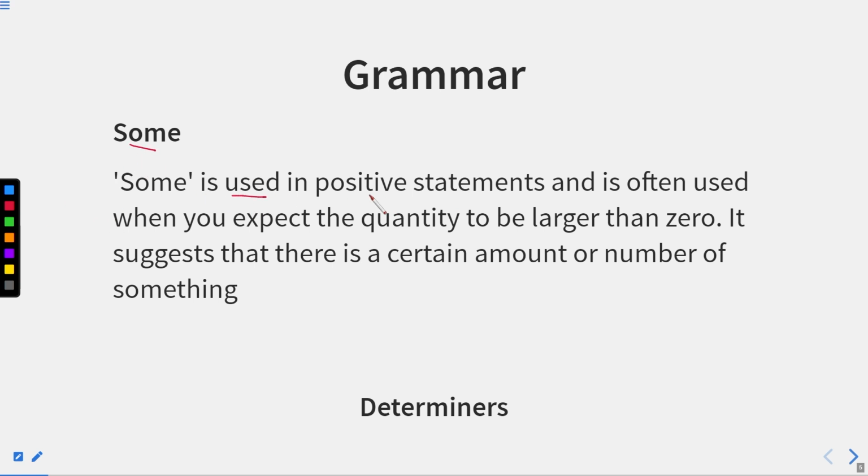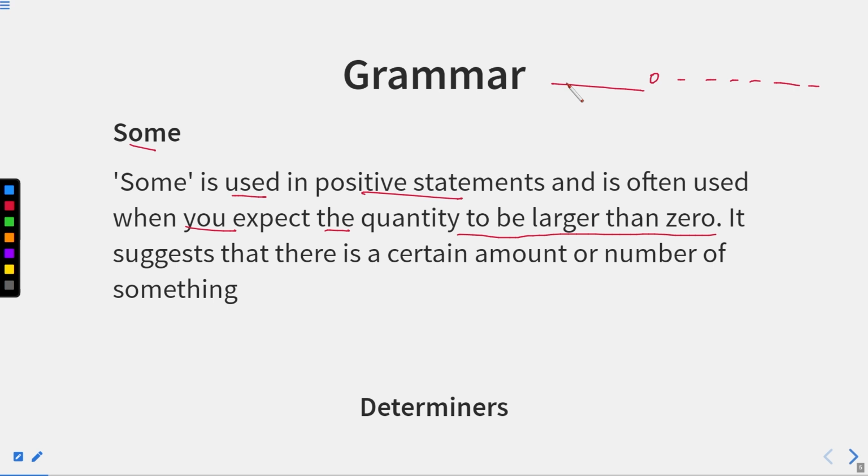Some is used in positive statements and is often used when you expect the quantity to be larger than zero. It means if you want to state something in positive sense. For example, we have a number zero. Now we can have 1, 2, 3, 4, and so on, and we can have less than zero. That is not practical. That is -1, -2, -3, and so on. But let us not consider them.